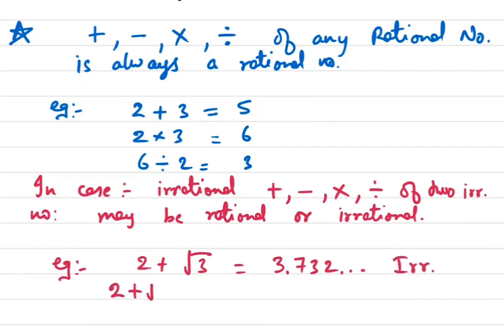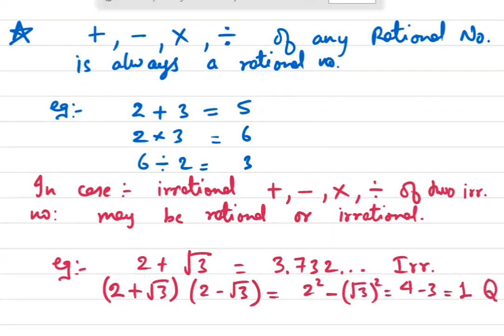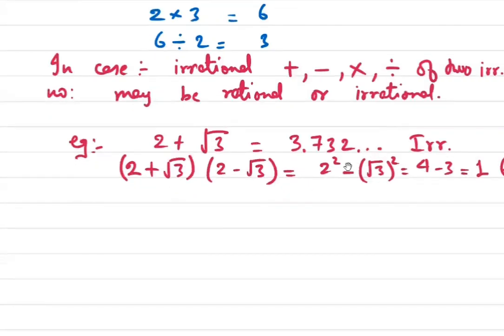But let's say you have 2 plus root 3 multiplied by 2 minus root 3. This is (a plus b)(a minus b), which is a square minus b square, isn't it? So this gives us 4 minus 3, which equals 1, and this is now rational. That is the reason that the sum, difference, product, or quotient of two irrational numbers may be rational or may be irrational. All right. The next important concept we should know is HCF and LCM, which is very, very important.